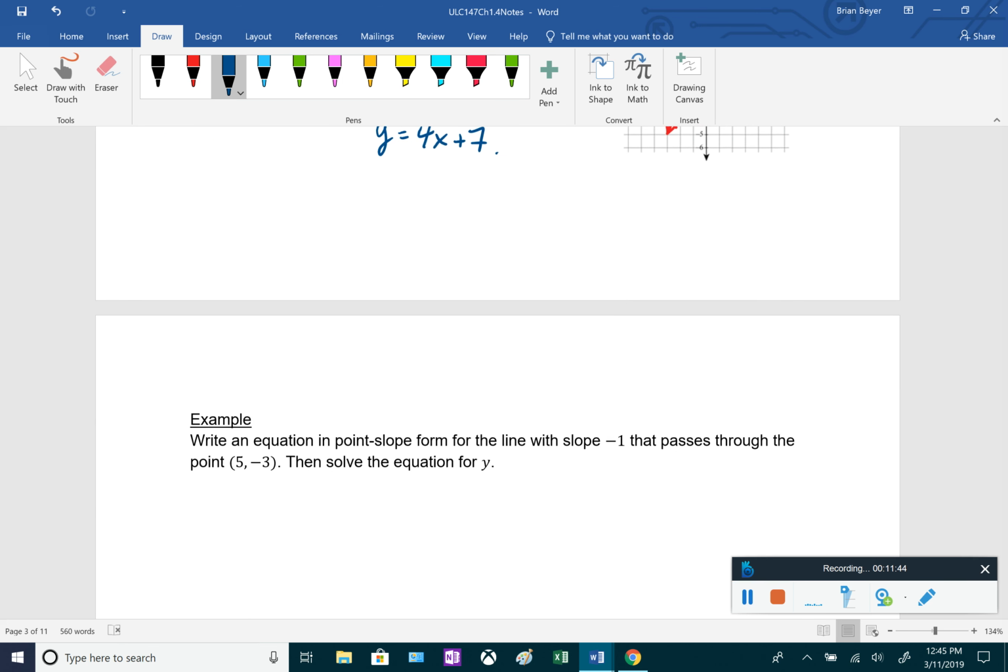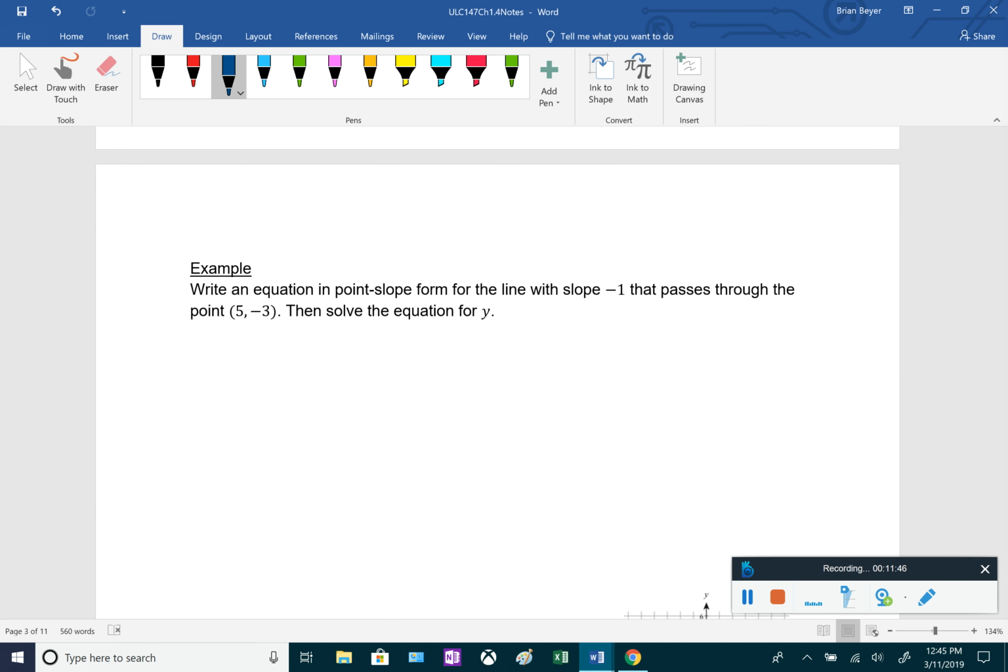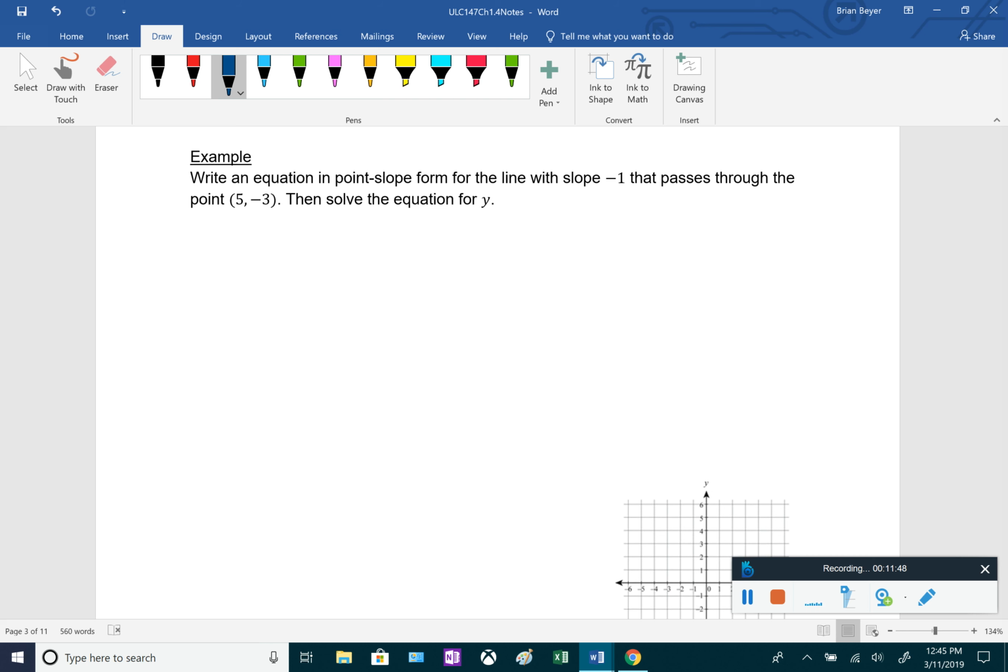So let's do one more here. Write an equation in point slope form for the line with slope -1 that passes through the point 5, -3. Once again, we know that we need to use the point slope form because we are given a point and we're given a slope. So the slope is -1, and x1, y1 is going to be 5, -3.